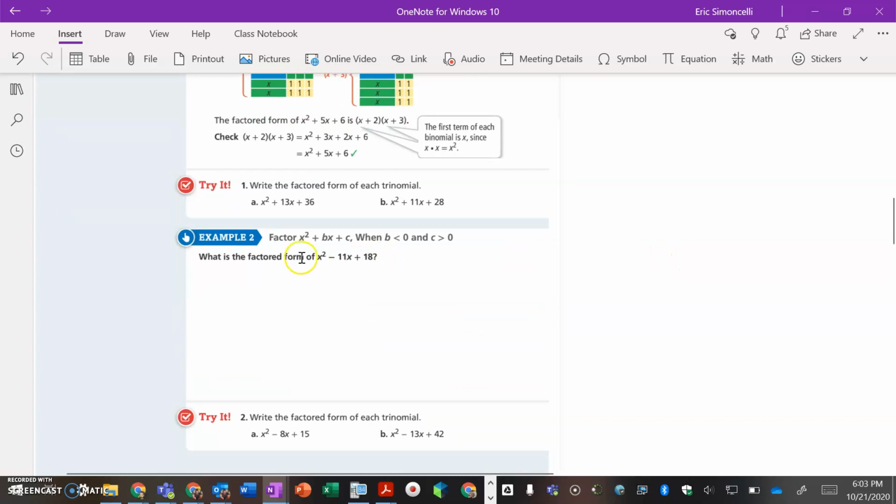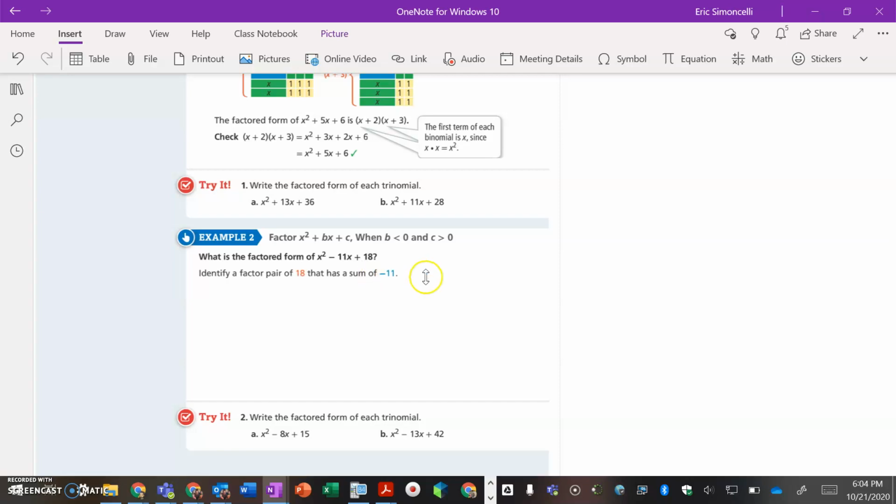Next, example 2. Factor x squared plus bx plus c when b is less than 0 and c is greater than 0. So here's your quadratic. It's a trinomial again. Quadratic because it's a degree of 2 again. 3 terms, therefore trinomial. So x squared minus 11x plus 18. b, as you can see here, is negative 11. c is positive 18. The a value, we're going to see later, is the coefficient in front of x squared. In this case, it is simply 1. So there's a 1 technically in front of x squared that you don't have to write. But note that that's a part of our process here.